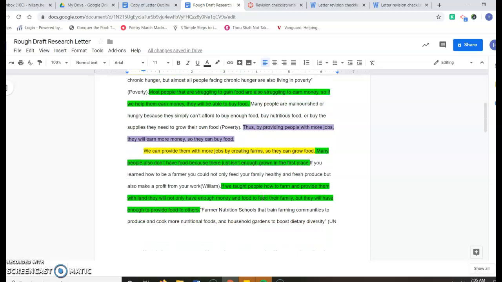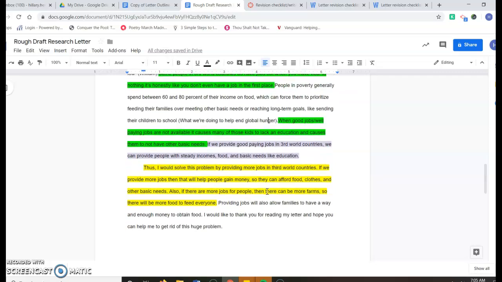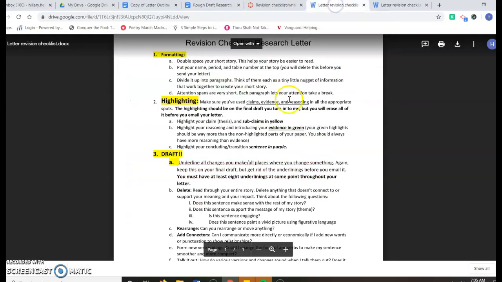This is just so you and I can both see that you follow directions, that you have enough evidence, that you have enough reasoning. Makes things pretty clear to look at. Okay.